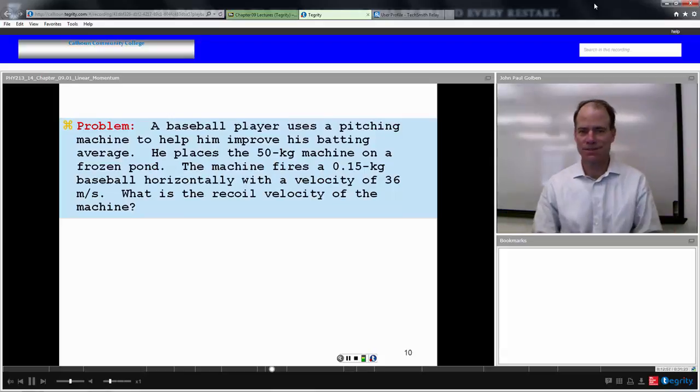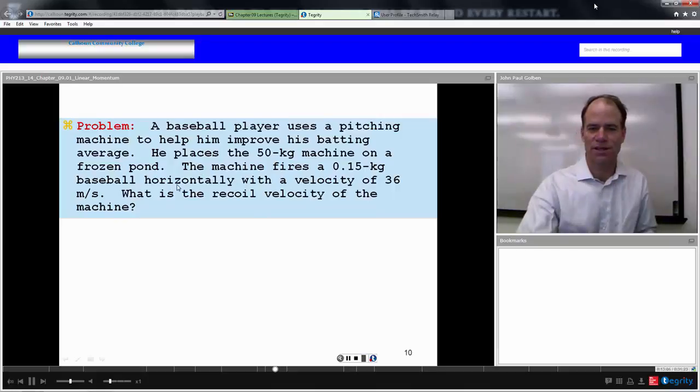Could happen. If you played for the Minnesota Twins and you're trying to work in the off season, you have to go outside, find a frozen pond, put the pitching machine out there.